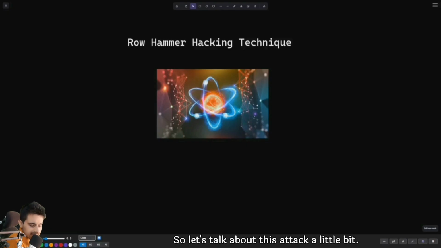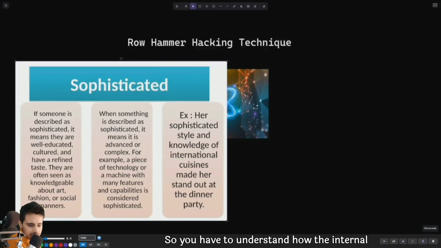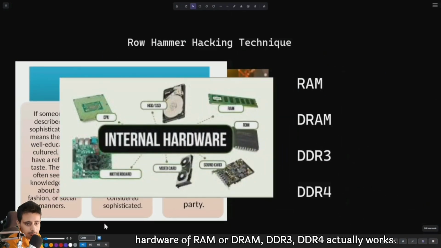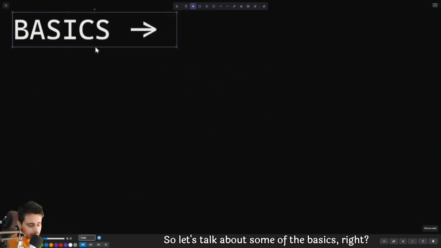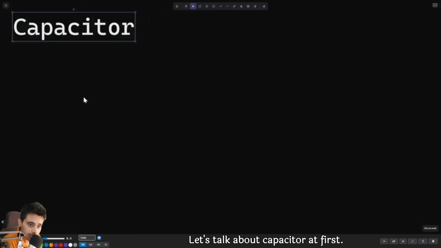So let's talk about this attack a little bit. This attack is very sophisticated to understand. So you have to understand how the internal hardware of RAM or DRAM, DDR3, DDR4 actually works. So let's talk about some of the basics, right? Let's talk about the capacitor first.